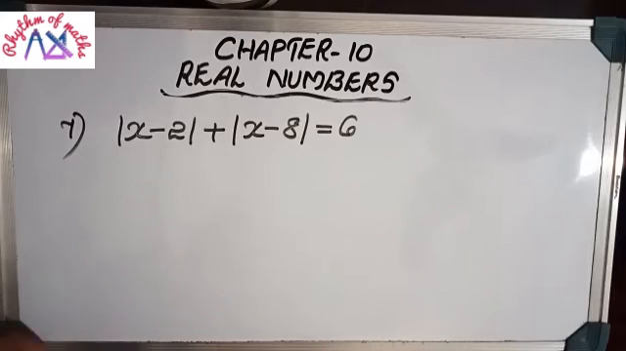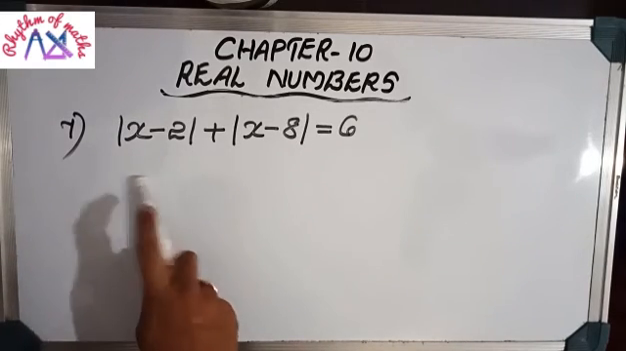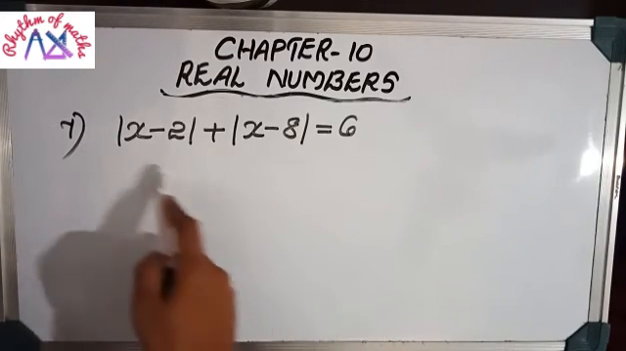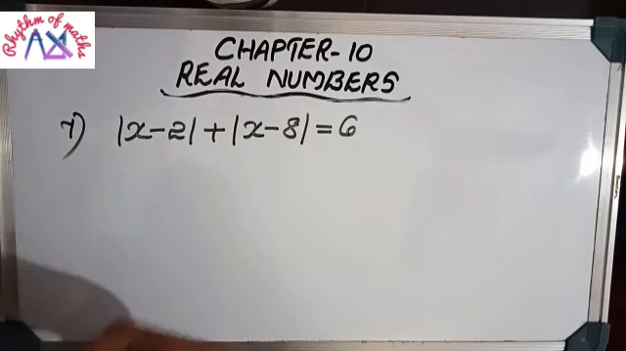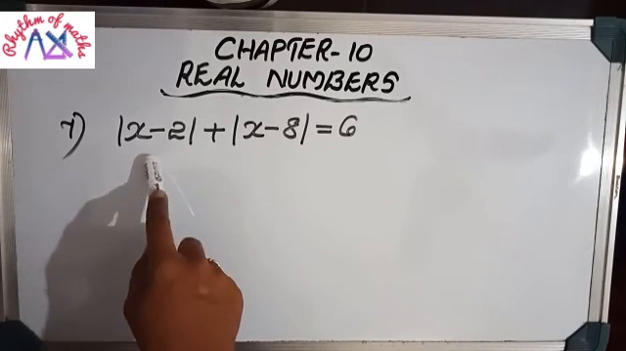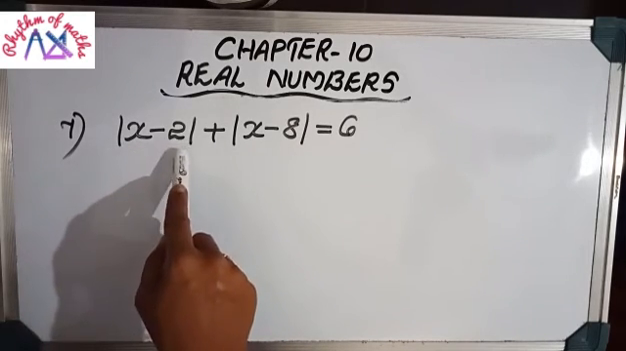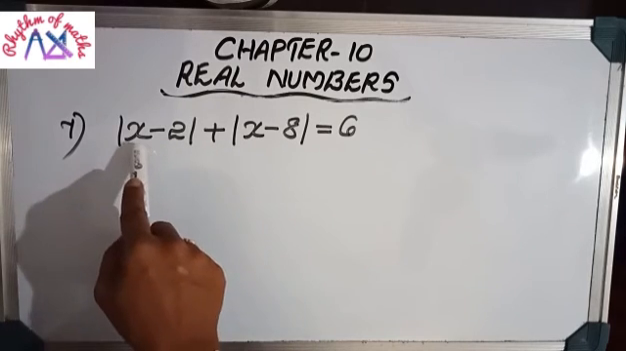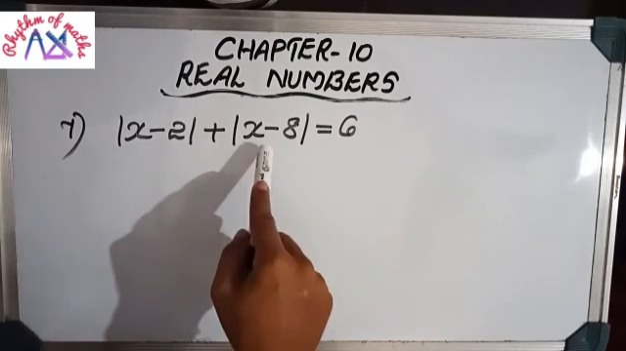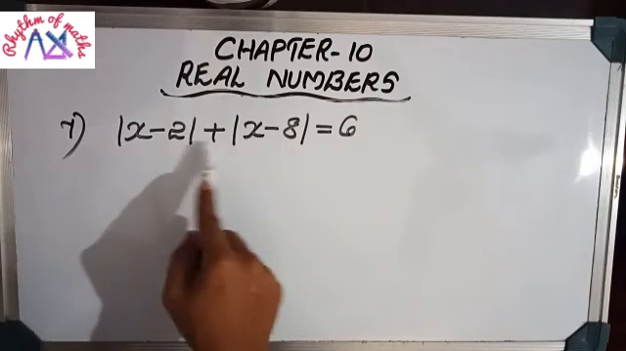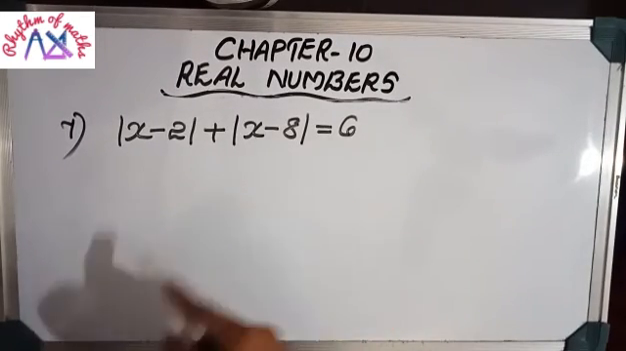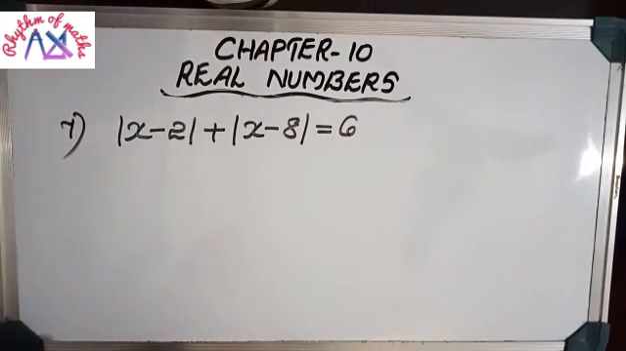What are the numbers x for which the absolute value of x minus 2 plus the absolute value of x minus 8 is equal to 6? Here we have to find the values of x which satisfy this equation. What numbers can we choose as x such that when we add the distance between that number and 2 and the distance between the same number and 8, we must get 6? Which are the possible values of x?